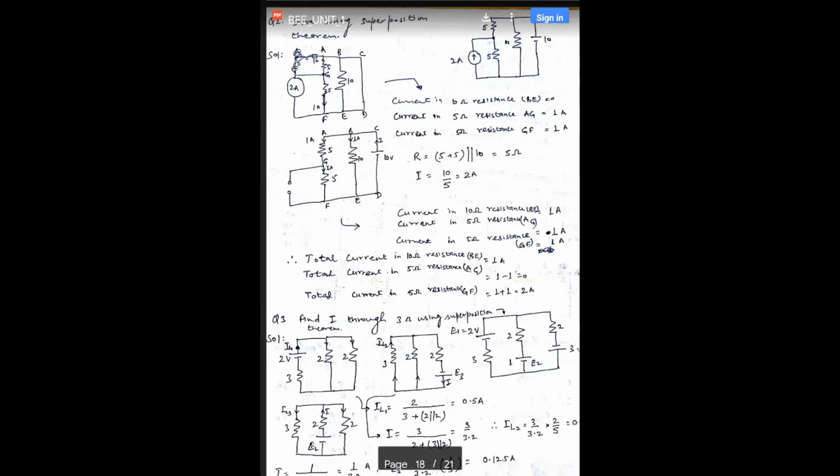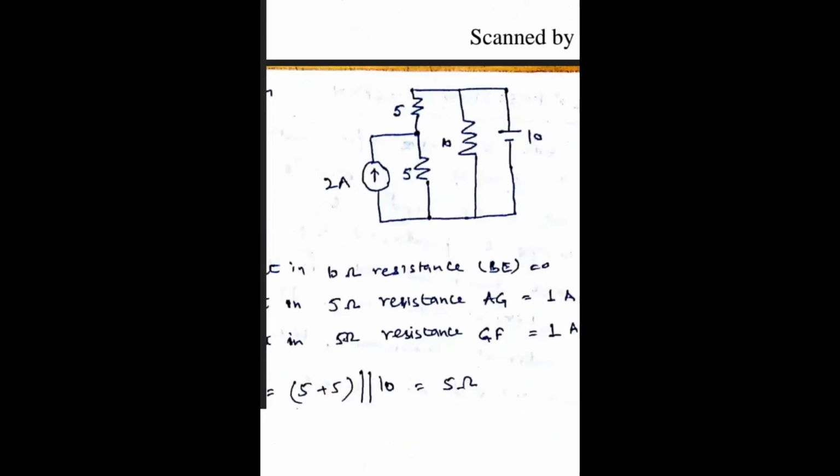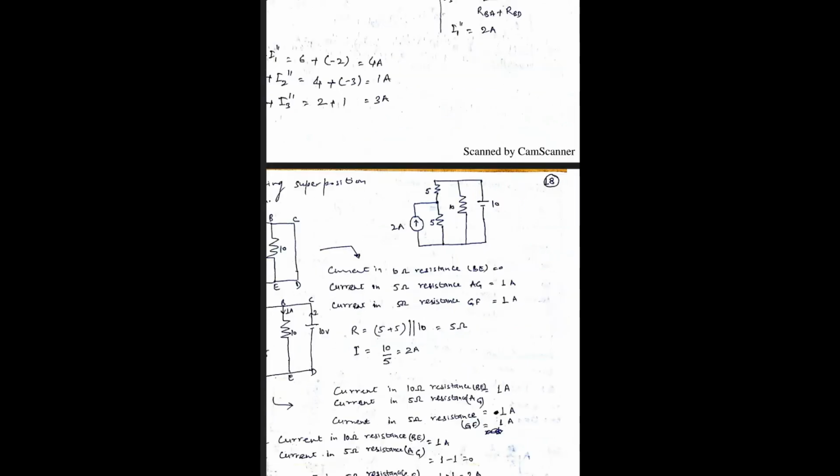Okay, so consider this numerical of superposition theorem, which is being shared on your screen. It shows this circuit which has one voltage source and one current source. And we are required to calculate the current which is flowing in these resistances. Okay, so we will take one energy source at a time.